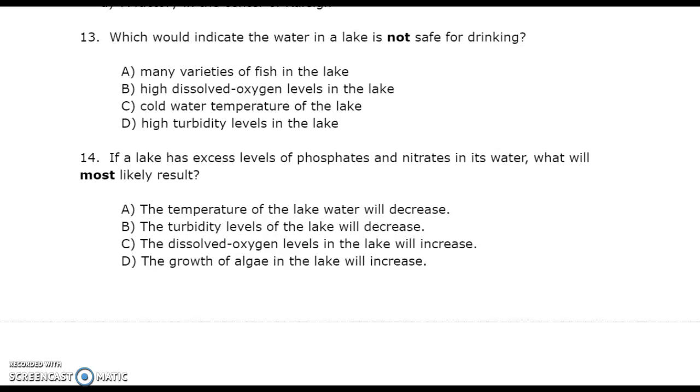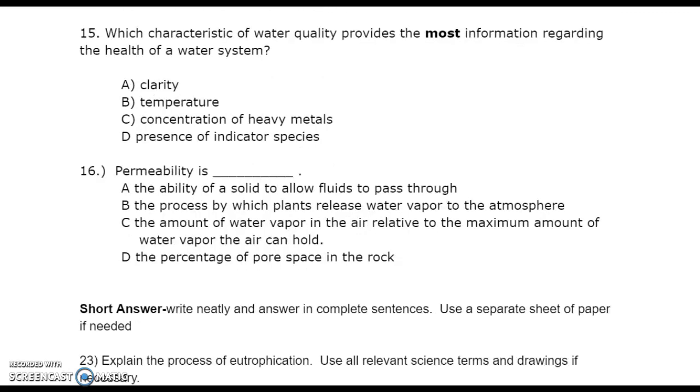Number 14. If a lake has excess levels of phosphates and nitrates in its water, what will most likely result? A, the temperature of the lake water will decrease. B, the turbidity levels of the lake will decrease. C, the dissolved oxygen levels in the lake will increase. Or D, the growth of algae in the lake will increase.